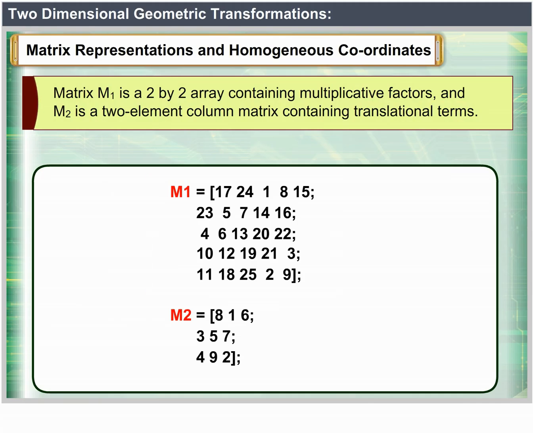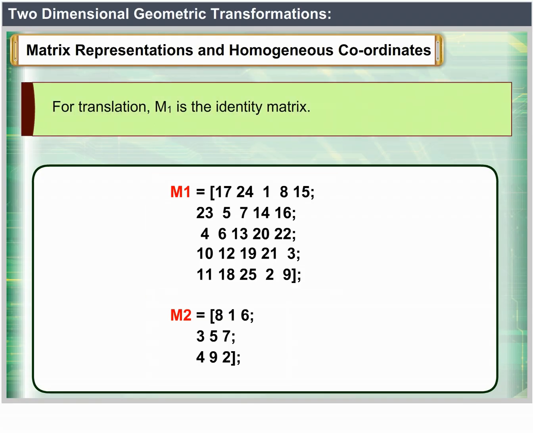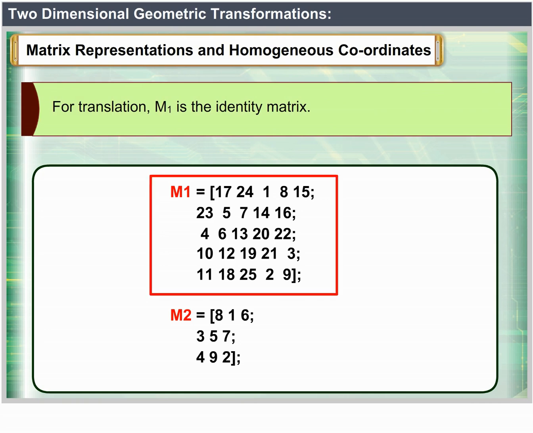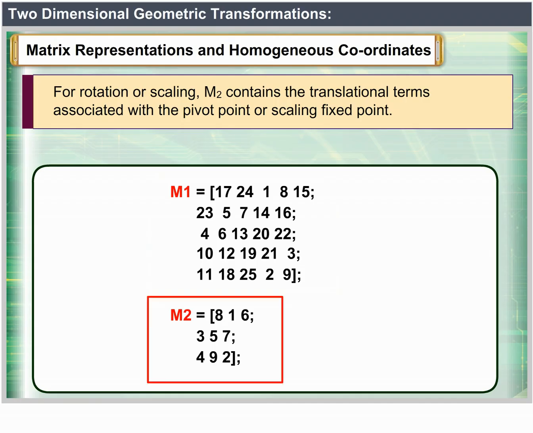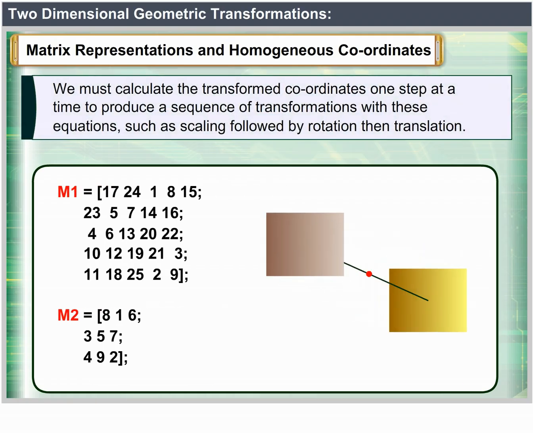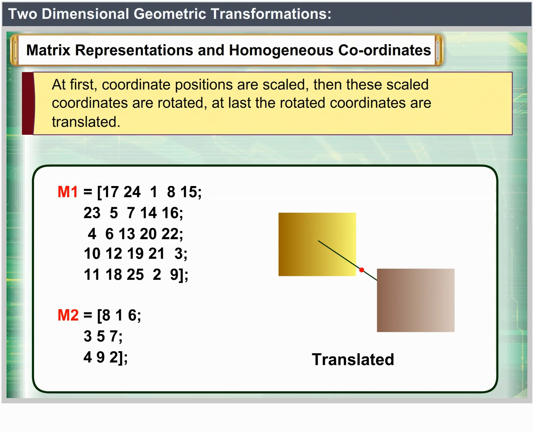Matrix M1 is a 2 by 2 array containing multiplicative factors, and M2 is a 2-element column matrix containing translational terms. For translation, M1 is the identity matrix. For rotation or scaling, M2 contains the translational terms associated with the pivot point or scaling fixed point. To produce a sequence of transformations with these equations, such as scaling followed by rotation then a translation, we must calculate the transformed coordinates one step at a time. First, coordinate positions are scaled, then these scaled coordinates are rotated, and finally the rotated coordinates are translated.